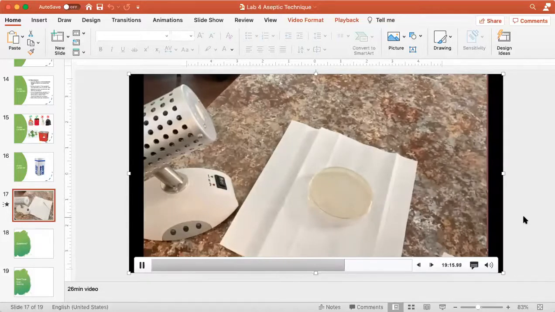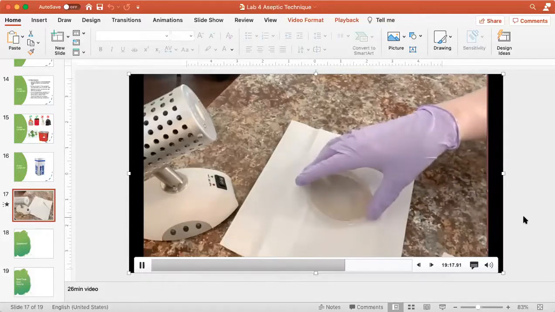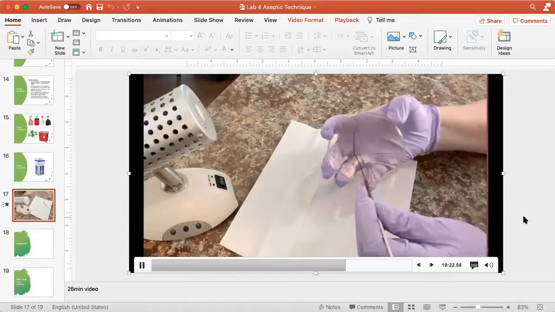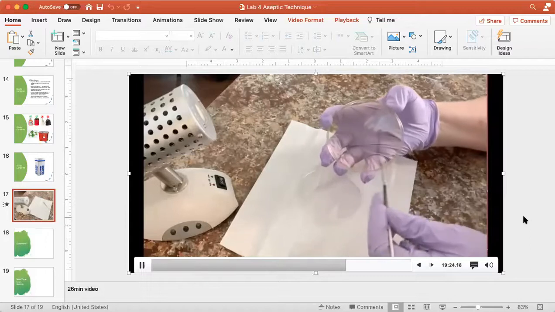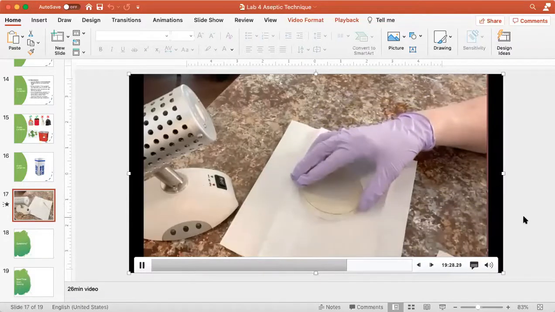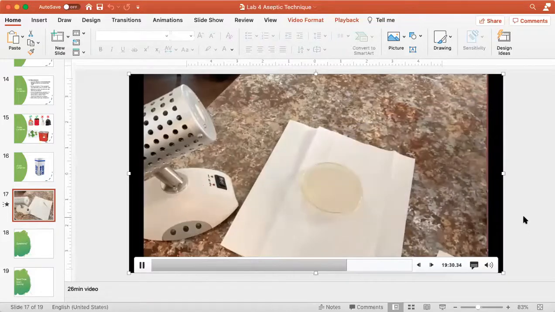What you want to do is open up the plate and hold it at an angle like this. You can get access to the surface. You can get your streaking done. Get the plate closed. You're good to go.